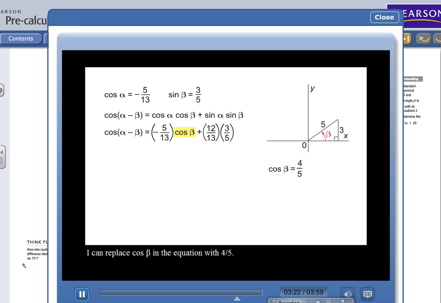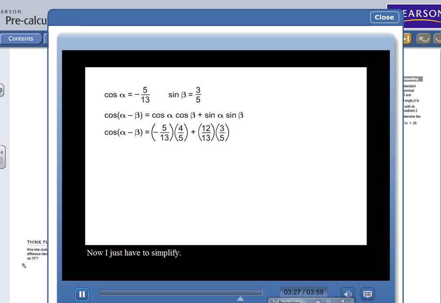I can replace cosine beta in the equation with 4/5. Now I just have to simplify. Negative 5 over 13 times 4/5 is negative 20 over 65. 12 over 13 times 3/5 is 36 over 65. Negative 20 over 65 plus 36 over 65 is 16 over 65. So, cosine alpha minus beta equals 16 over 65.